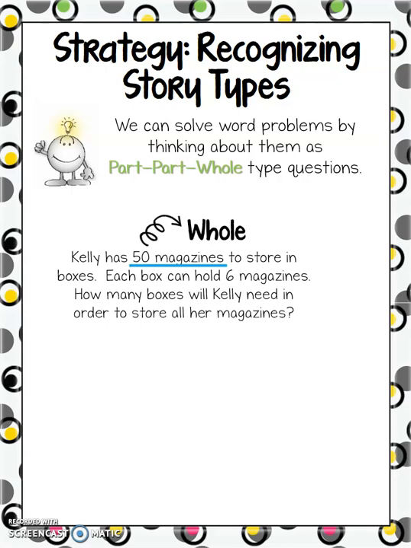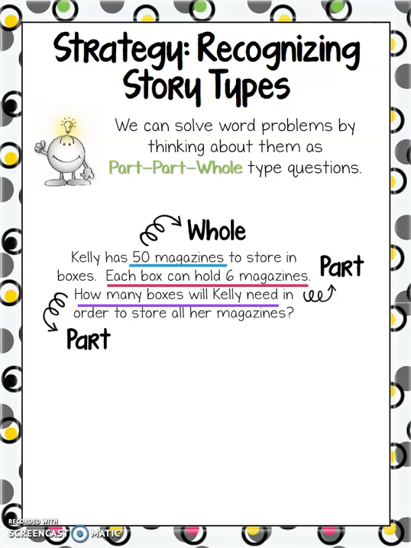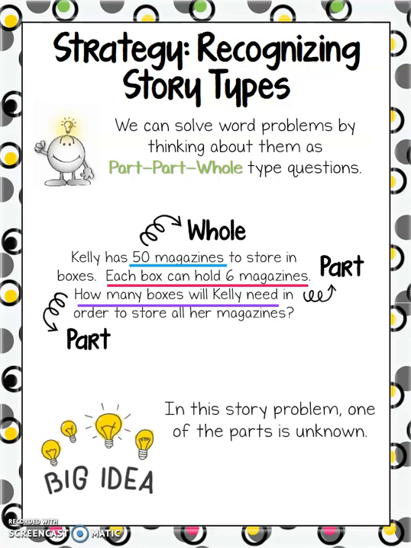So now I need to look for the two parts that build up to those 50 magazines. One of them comes in the second sentence. When it tells me that each box can hold 6 magazines, I know that that piece of information is one of the parts that's going to be important. Finally, the question sentence says, how many boxes will Kelly need in order to store the magazines? That's the last part of the problem. The number of boxes is the missing piece of information. So again, a big idea is that in this story problem, one of the parts is unknown. That's okay. That just means that's what we're solving for.